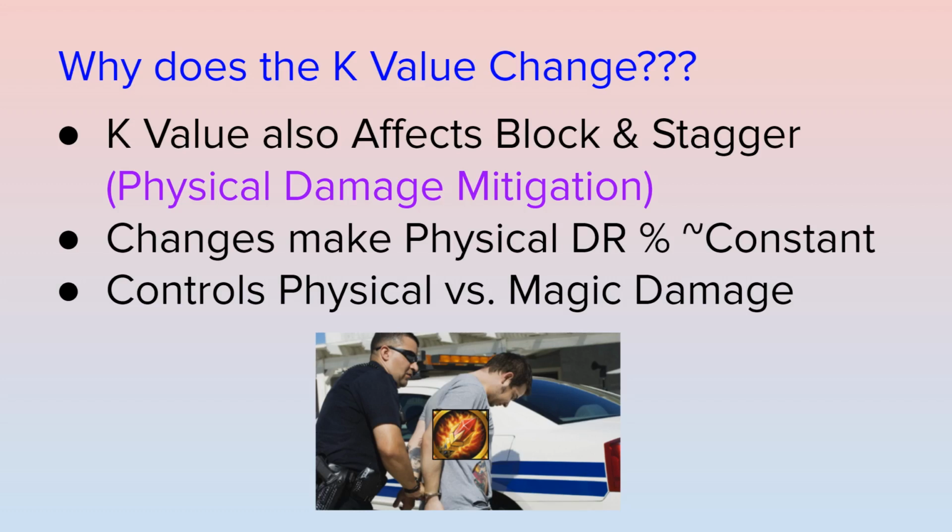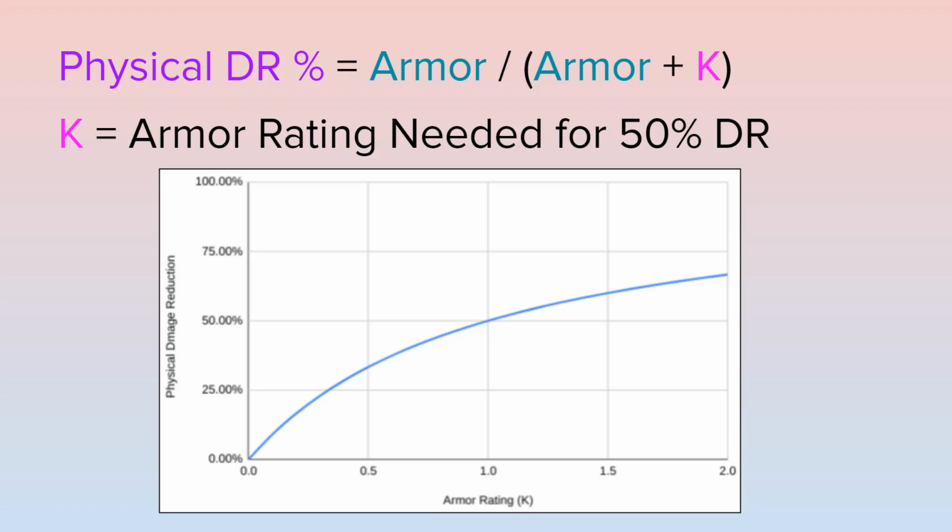So, as a result of these changes, the developers can assume that the relative effectiveness of magic and physical damage types will stay the same for both PvE and PvP content, which is one less thing for the game developers to worry about, and it lets them make certain assumptions when tuning new content. In any case, another way to think about K value is that it is equal to the amount of armor rating you would need to achieve 50% physical damage reduction.